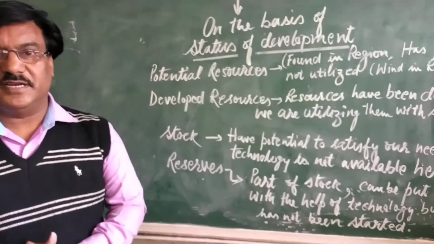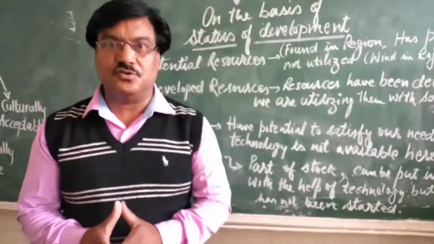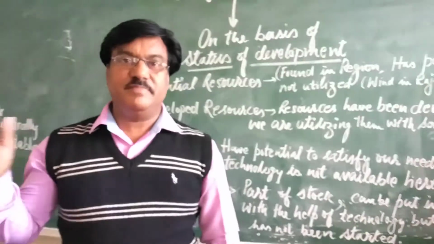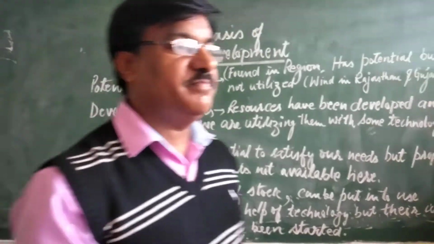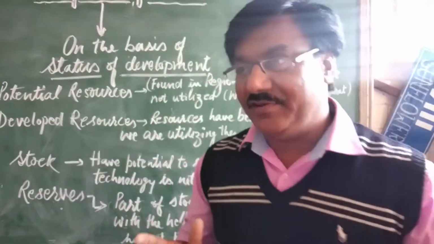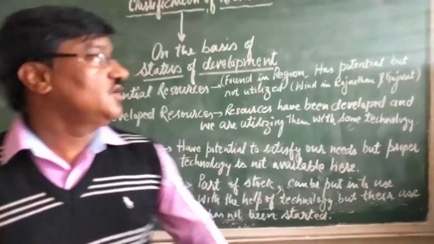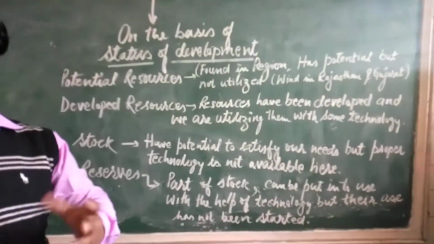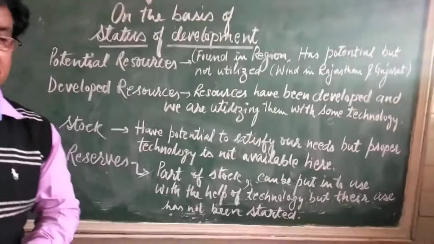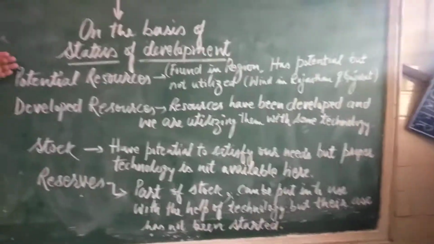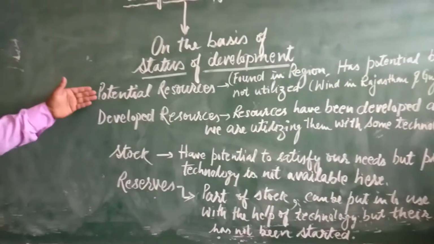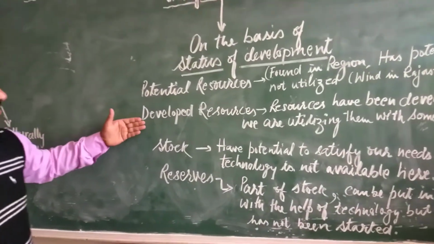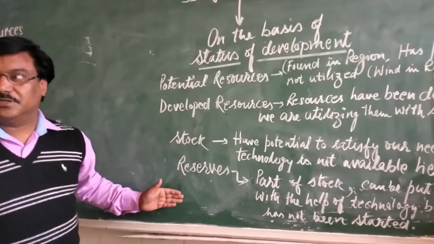After knowing about the classification of resources on the basis of origin, on the basis of exhaustibility and on the basis of ownership, now we learn about the classification on the basis of the status of development. It means how these resources have been developed by us. Look here, these are divided into four types: potential resources, developed resources, stock and reserves.